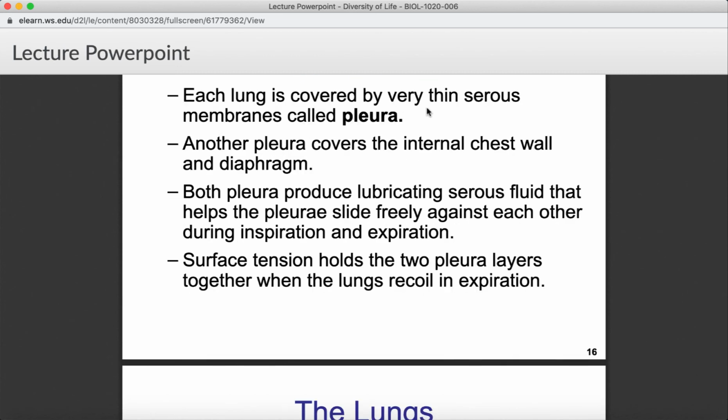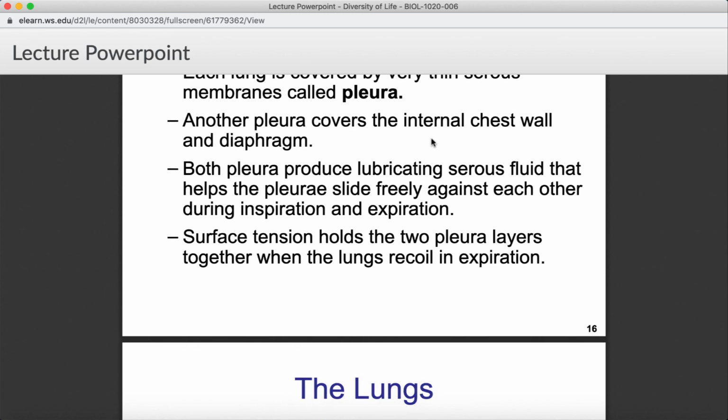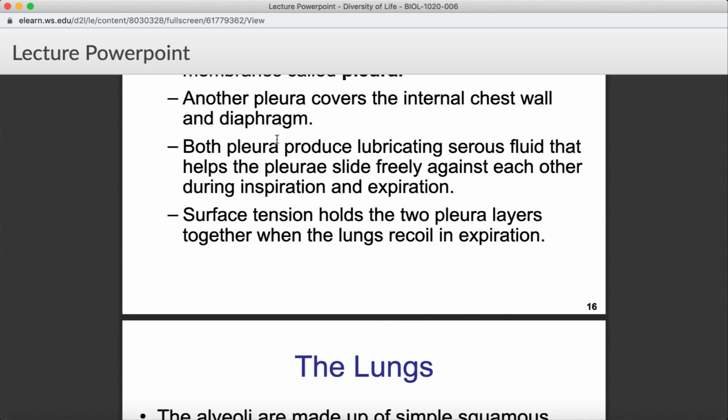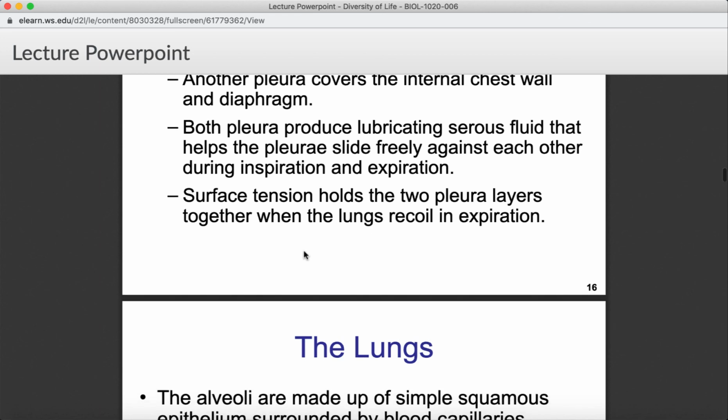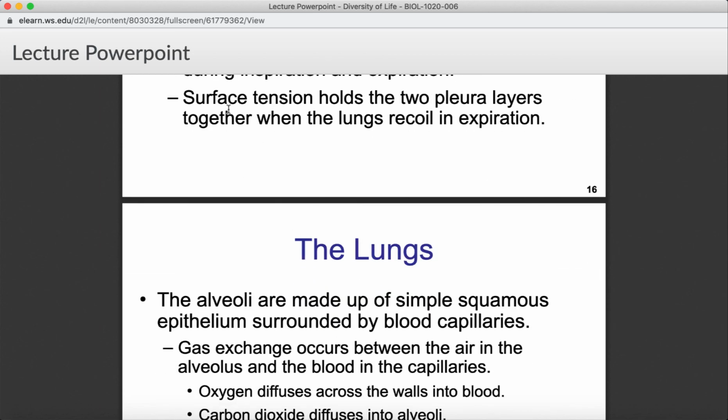Each lung is covered by serous membranes called pleura, and then you have another one covering the internal wall of the chest cavity and the diaphragm. And they produce a lubricating serous fluid that allows them to slide freely against each other, so that way you don't have friction or chafing every time you breathe. And basically, surface tension is what keeps the lungs glued to the walls of the rib cage.